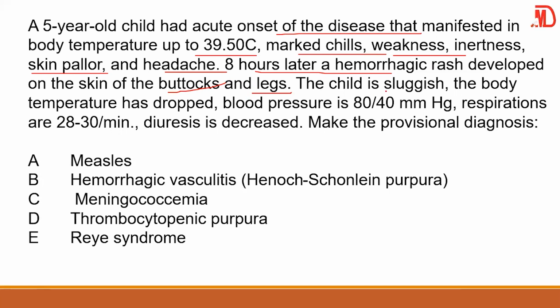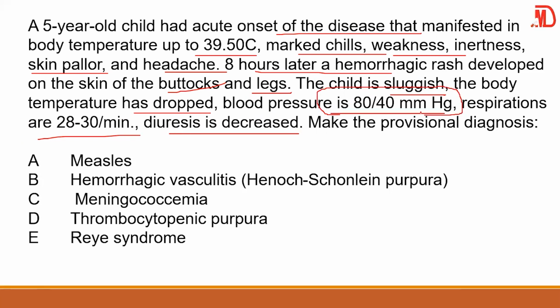Hemorrhagic rash. The child is sluggish, temperature has dropped, blood pressure is now 80 to 40, respiration is 28 to 30, diuresis is decreased, that means urination is decreased. Make your provisional diagnosis. Now, you can tell that shock is developing.